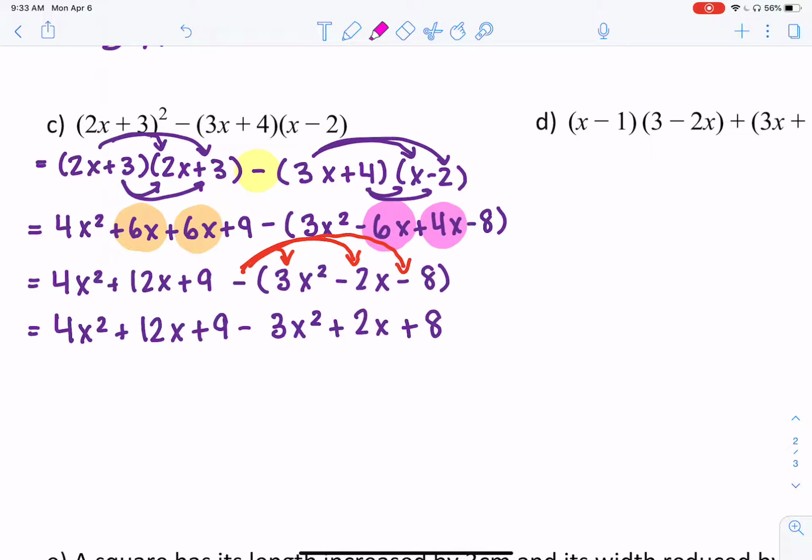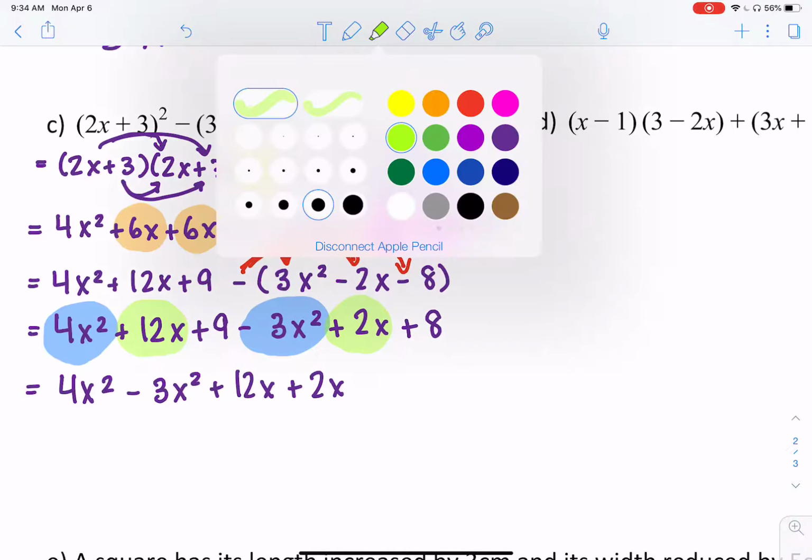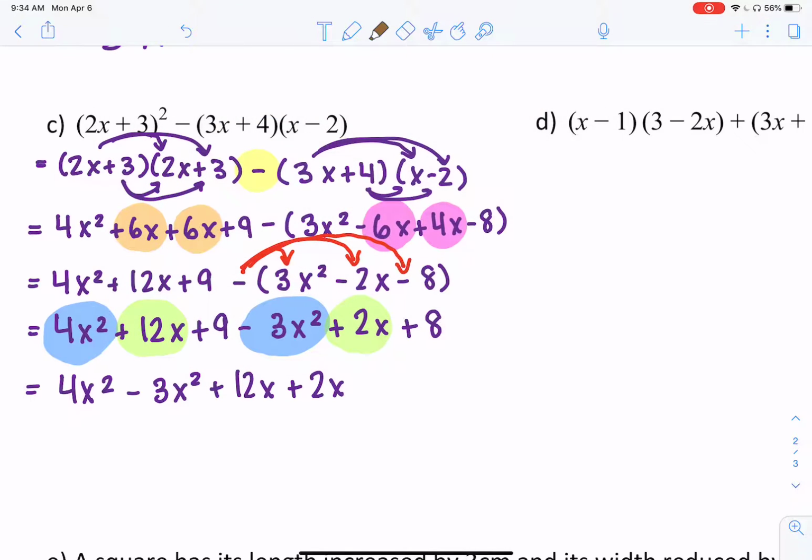And now we can finish collecting our like terms. So we'll put all of our x squareds together. I'm just going to rewrite them out in order, just so that we don't miss any by mistake. And then that's our final answer.